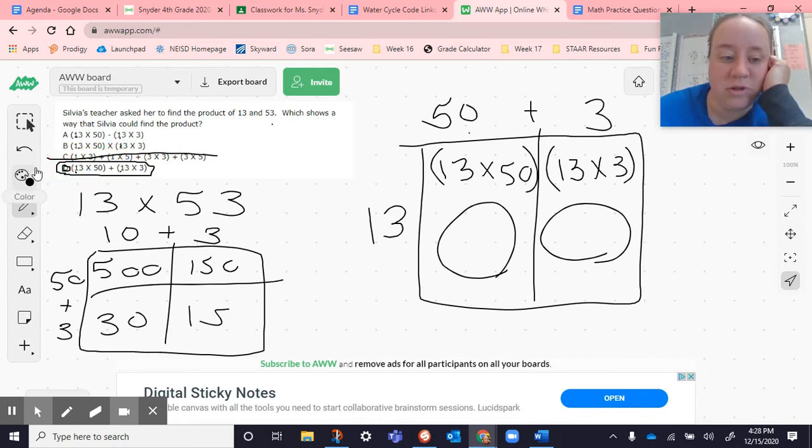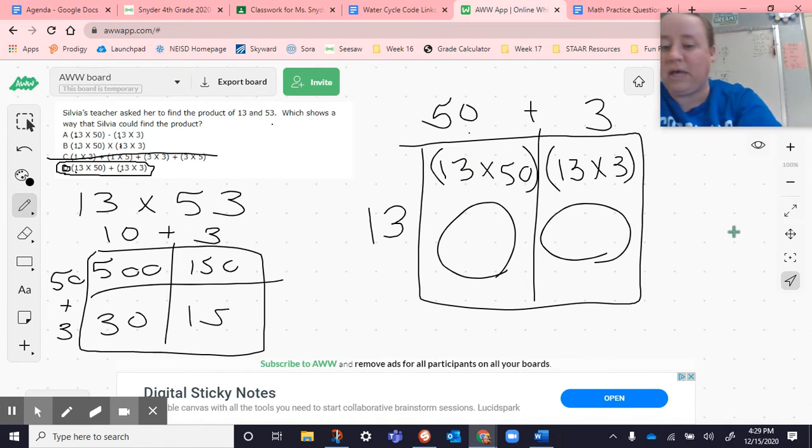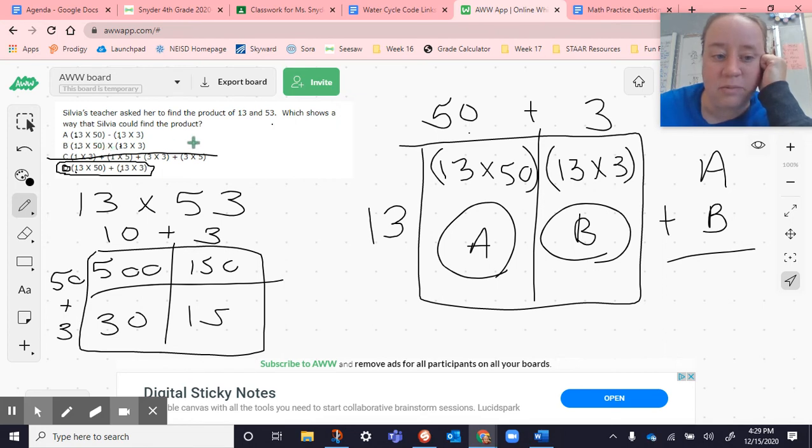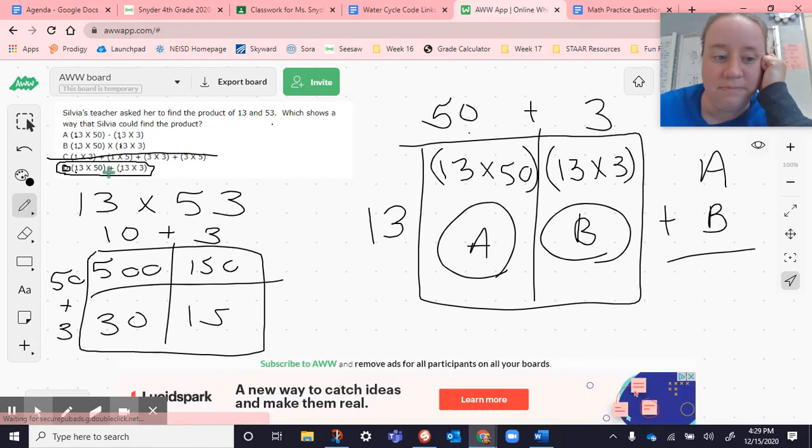Now the other ones, if you look here, notice B also has 13 times 50 and 13 times 3. But here, they're not adding these. So we would take these answers, let's say this is A and this is B, we would take A and add it to B because those are our partial products. Here in B, they're saying to multiply them, which is not what we do, okay? We need to add the partial products. So in the middle should be that plus sign.